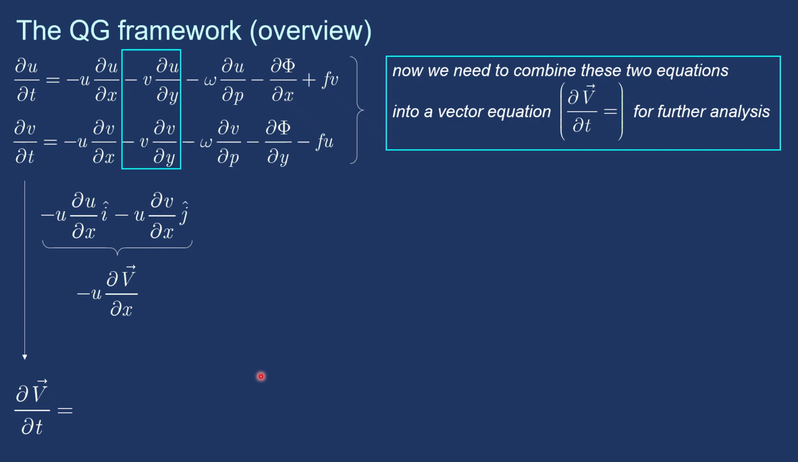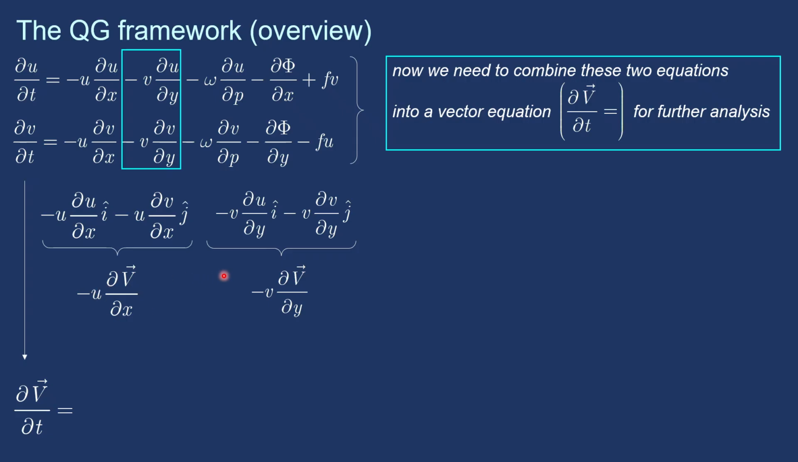The same two things can be done with the meridional advective terms here. We write them in standard basis form. Both of these have in common minus v. They both have in common partial with respect to y. And so those elements stay the same, and then the u i hat, v j hat combine into v vector. Now we've taken four terms and collapsed them into two, and we can take these two terms and collapse them yet again into a single term.